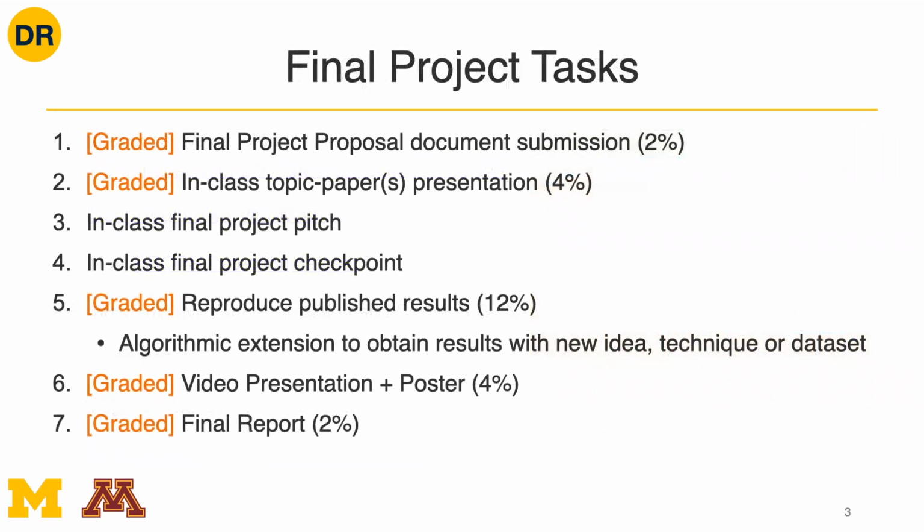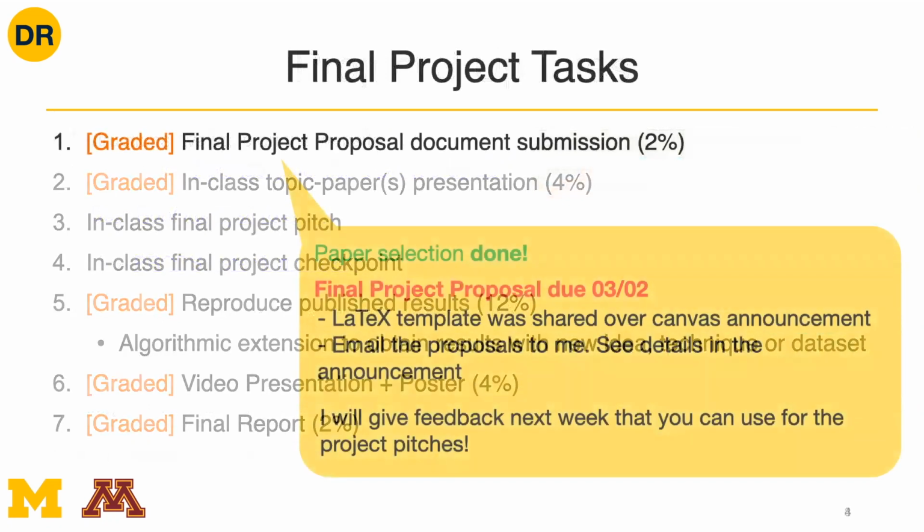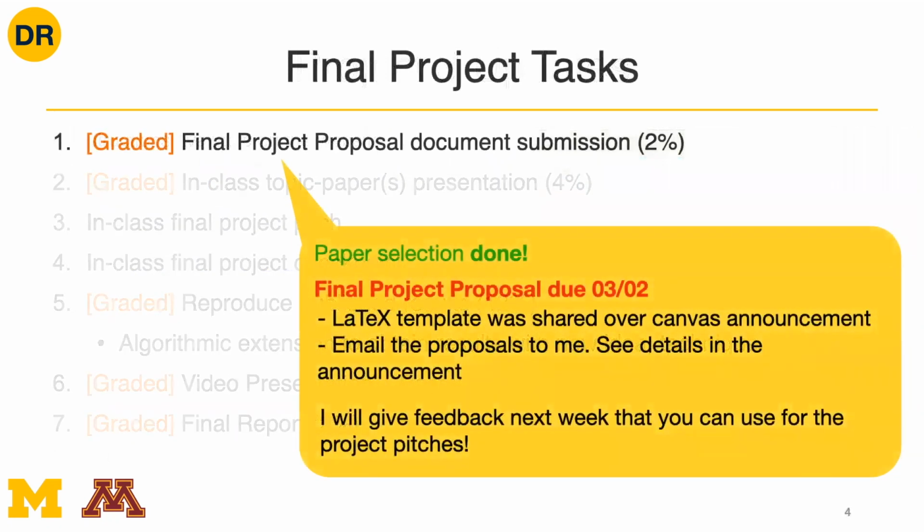Okay, coming back to the final project tasks. Paper selection is done. Thanks to everyone for deciding what paper you wanted to work on. I saw that on the spreadsheet, so I think we are good there. If you are making any modifications, do let me know. The final project proposal is due on the 2nd, which is on Thursday. I sent out a LaTeX template, but you can create a Google Doc or document template, but it has to look closer to the LaTeX template.